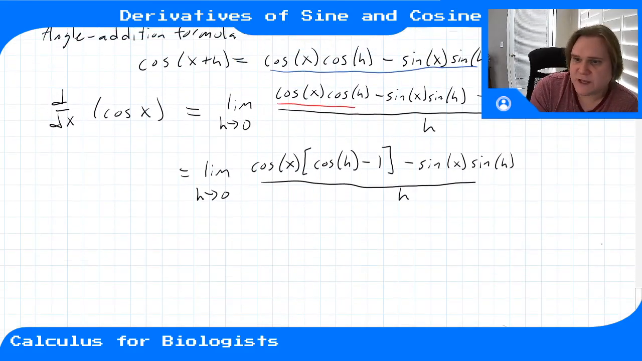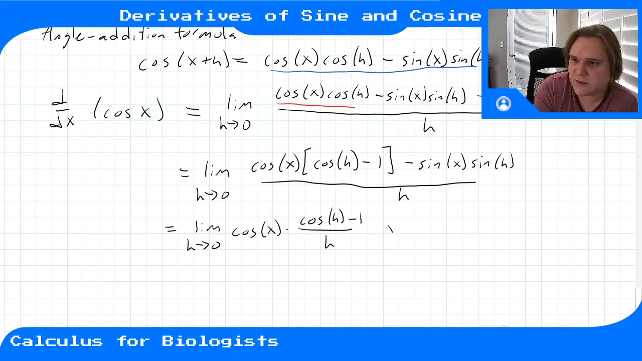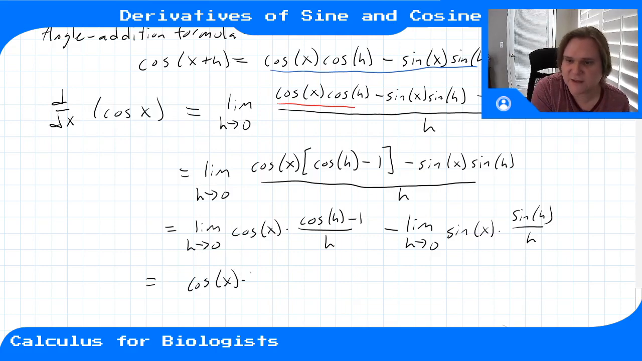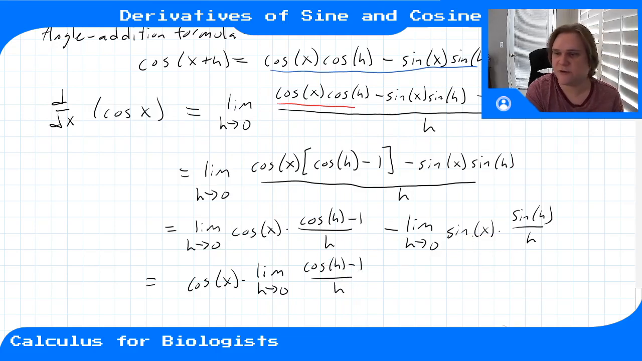So then if we split this up, we get the limit as h goes to 0, cosine of x times cosine of h minus 1 over h, plus, minus the limit as h goes to 0 of sine of x times sine of h over h. Again, cosine doesn't depend on h, so we can pull it out of the limit. Cosine of x times the limit as h goes to 0 of cosine of h minus 1 over h. Same thing here, right? Sine doesn't depend on h, so we can pull sine of x out. So we get sine of x times the limit as h goes to 0 of sine of h over h, right?